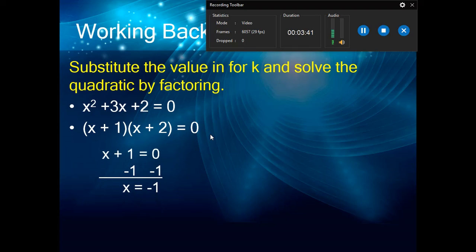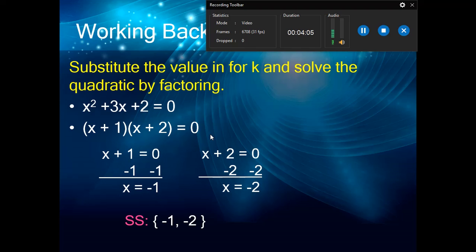So when I go through and set this up, I have a root at -1 and a root at -2. If I sub it in to check, I already know that the -1 will work. I'm only going to check the -2. So I would have 4 minus 6, which is -2, and then +2 is 0. So that does check. So the solution set would be -1, -2.